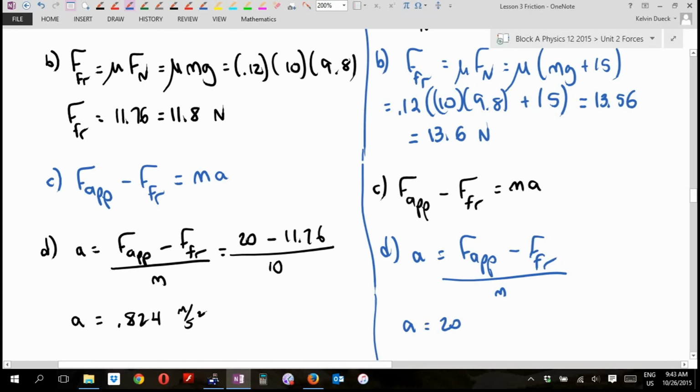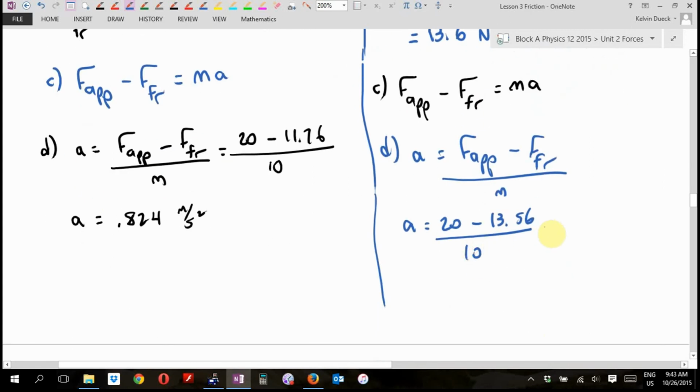Is it minus 13.6? No, don't use 13.6, Mr. Dewick. Use 13.56 over 10. I should be able to do this one in my head. 20 take away 13 is 7, take away 0.5 is 6.5, take away 0.06 is 6.44, so 0.644. Double check me. Yep.